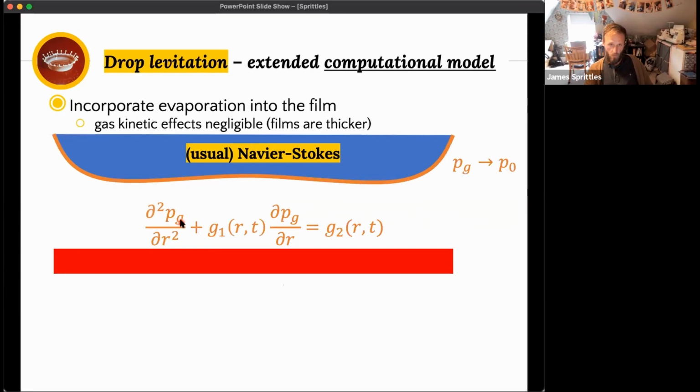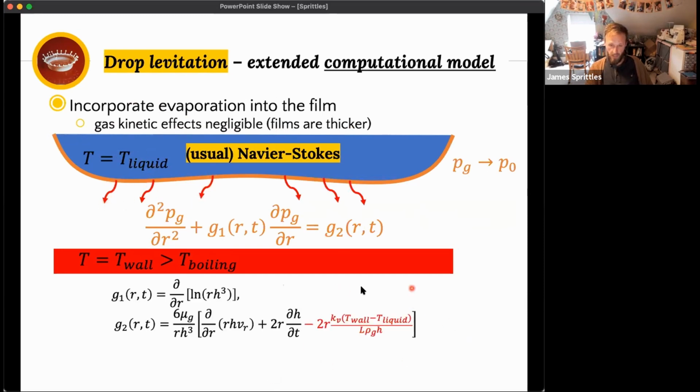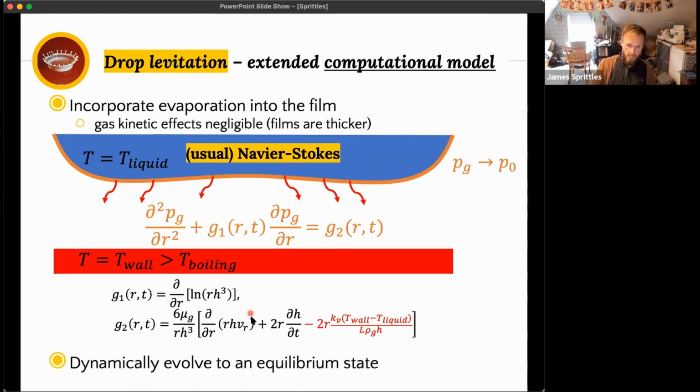So first of all, these are much thicker, so gas kinetic effects are negligible, at least for the time being. Now we need to think about the fact that we have a hot wall, we have a liquid at the boiling temperature, and we have evaporation as a result. What we see from all that is that we have an additional term in our model, which has all the things you might expect, like the latent heat, the difference in temperature between the wall and the liquid, and various other properties. This is a dynamic model, so we can evolve towards the equilibrium state. We can run the dynamics, if you like.